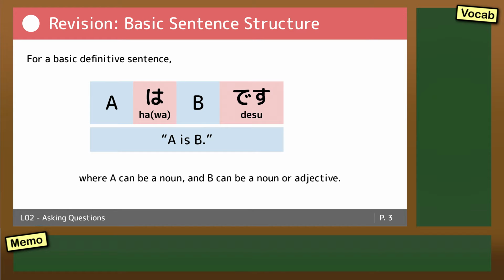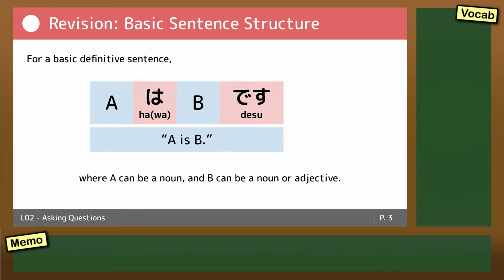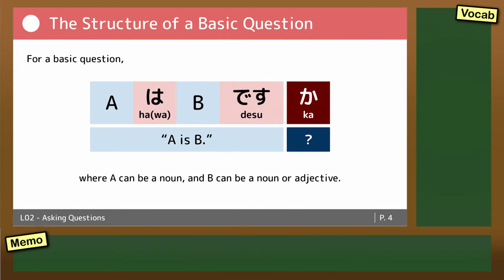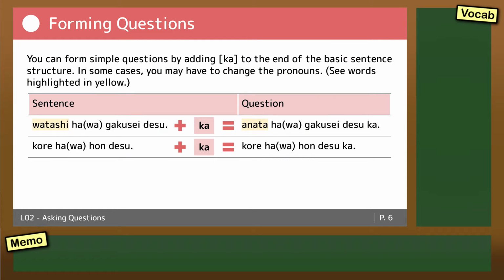In the previous lesson, we have learnt the basic sentence structure of a definitive sentence. However, to form questions, we will need to learn the new particle, ka. To form questions from basic sentences, it is as simple as adding ka to the end of the sentence. The particle ka is added to the end of sentences to indicate that it is a question. It can be literally translated to the question mark, as in, is this your book? In most cases, you can form simple questions just by adding ka to the end of the basic sentence structure.